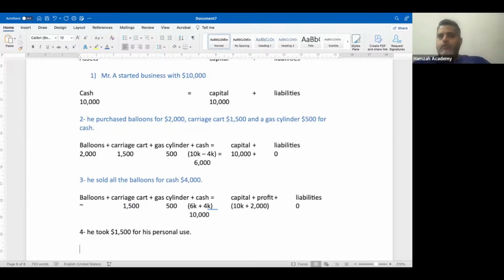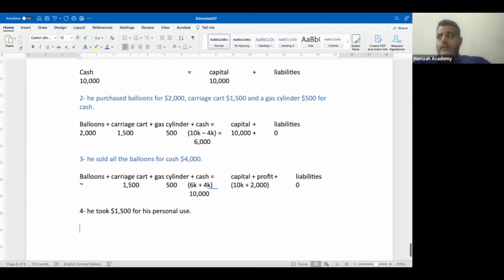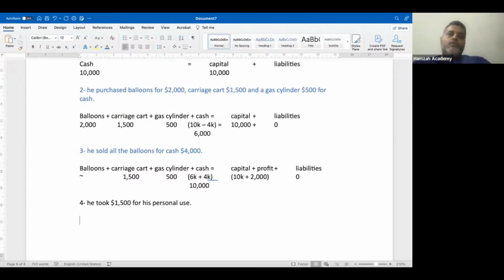A has taken out is going to be called as drawings, right? Now, if we want to show the duality effect of the drawings, if we see the effect, how is it going to be? The cash is going to drop, the capital is going to drop because we minus the drawings from the capital. We have taken out the money, so the cash will decrease as well. Now, if I have to show it, how it will be done?